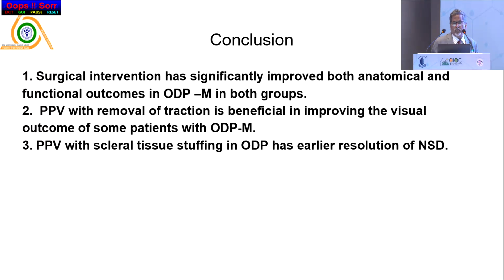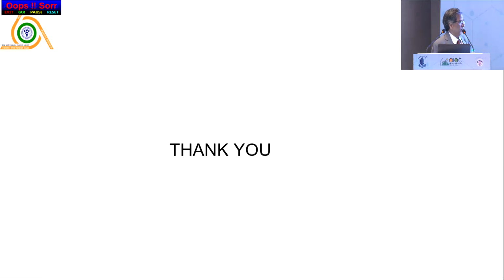So PPV with removal of traction is beneficial in improving the visual outcome of some patients with optic pit maculopathy, but only in 50 to 60%. In another percentage of cases, stuffing the optic disc pit with either ILM, scleral tissue, or amniotic membrane may cause earlier resolution and improvement in the vision. Thank you.